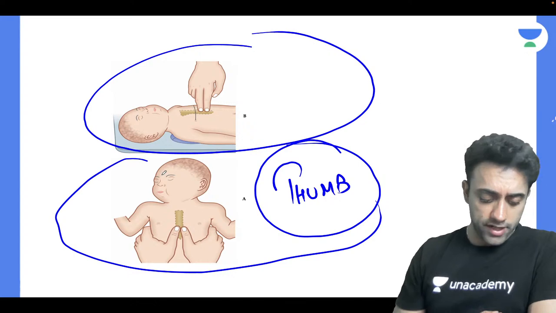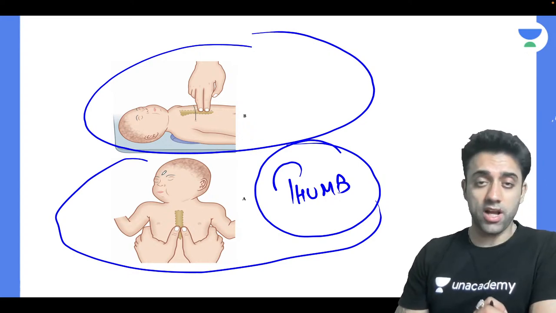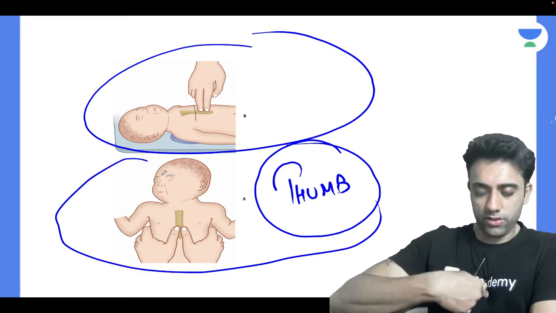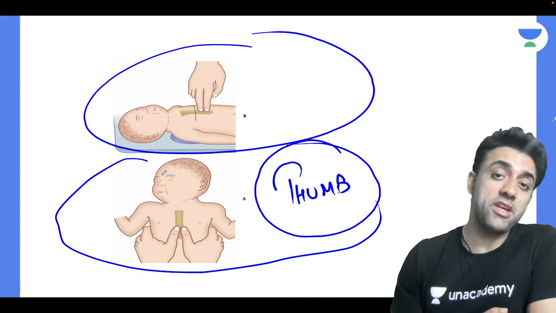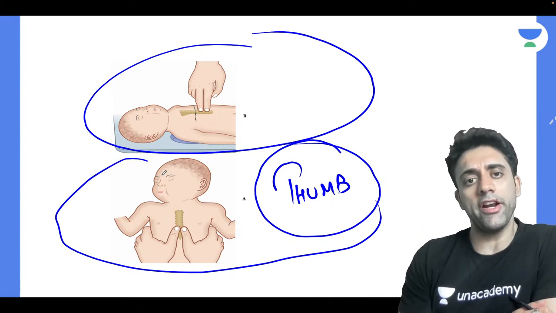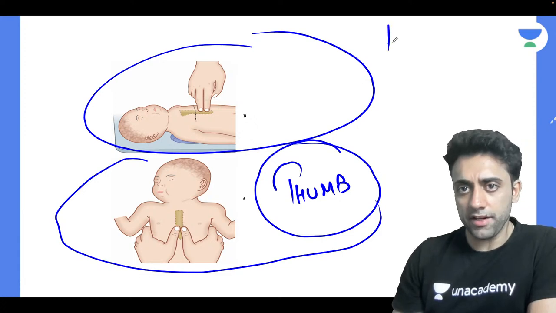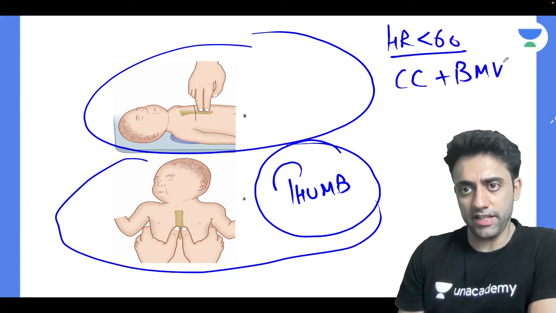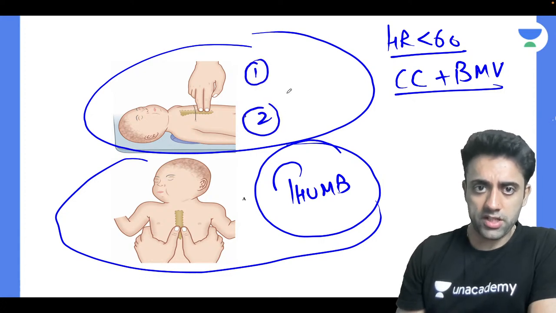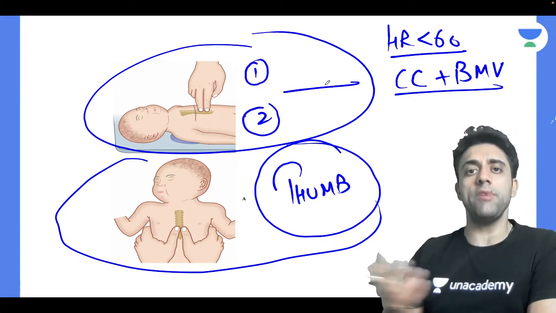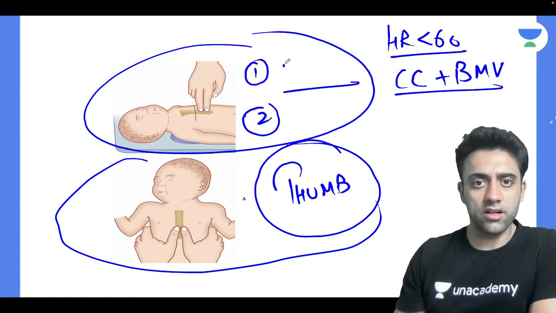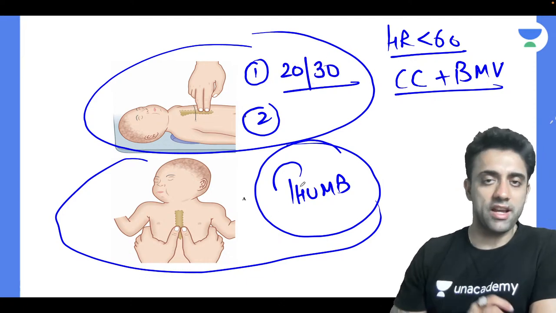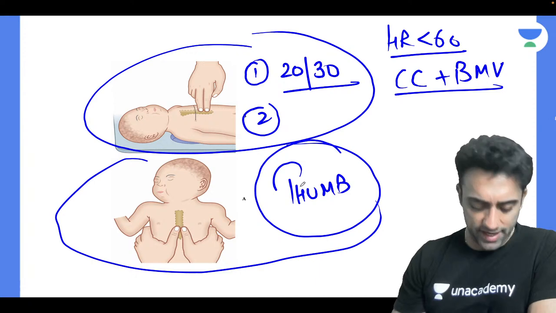Okay, for how long should I do it? Exactly 15 minutes are left. I'm going to ask you questions. Tell me this 1, 2, 3 and 1, basically how many people are required to do this maneuver? If the heart rate is less than 60, you told me chest compression plus bag and mask ventilation. I have two questions. Question number one, it is done for how many seconds? Options are 20 seconds or 30 seconds. And the next question is, how many people are required to do this? Can I do it alone or is anyone required?